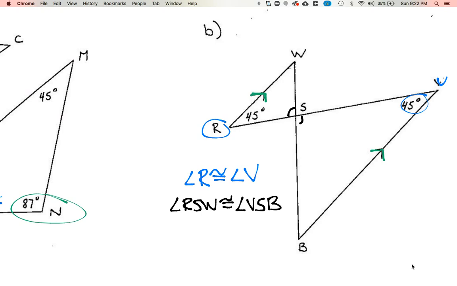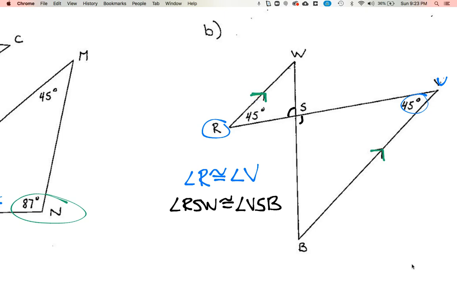Notice how I named them with the triple letters? Because if I said angle S, we really don't know which of these we're talking about. So I just kind of wrote that a little bit more. RSW, VSB.